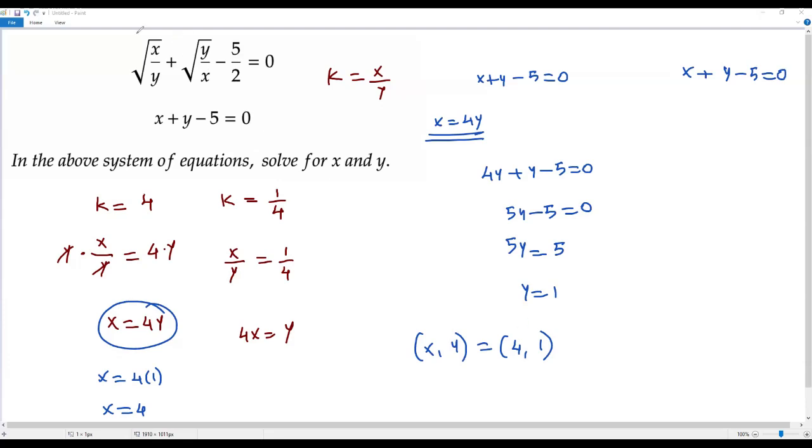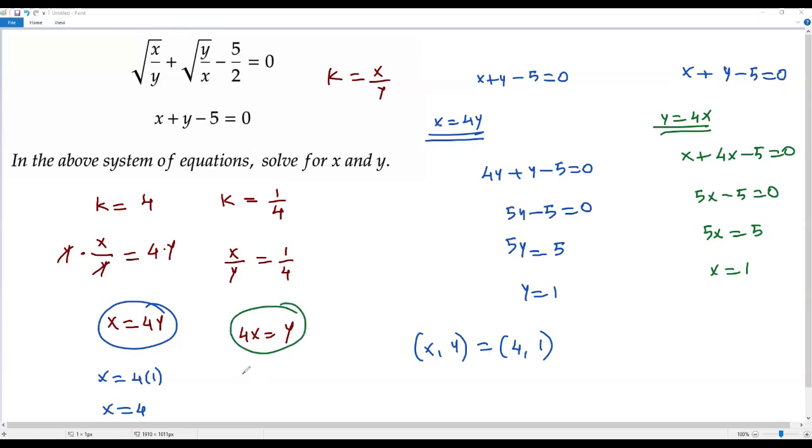Now what we need to do is plug in the other result, that is 4x equals to y or y equals to 4x, into the other equation. Let me plug in y equals to 4x. So x positive, for y we can plug in 4x negative 5 equals to 0. When I combine x and 4x, I'm getting 5x negative 5 equals to 0. When I add 5 to both sides, I'm getting 5x equals to 5. When I divide both sides by 5, I'm getting x equals to 1. Now we can plug in x equals to 1, and I'm getting 4 times 1 equals to y. 4 times 1 is 4, that is y equals to 4.